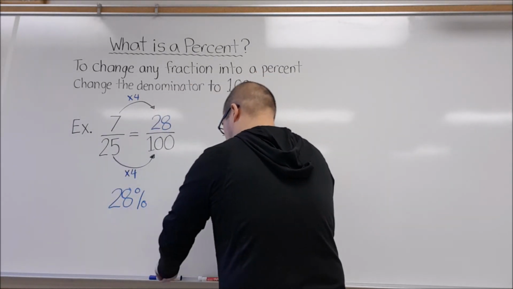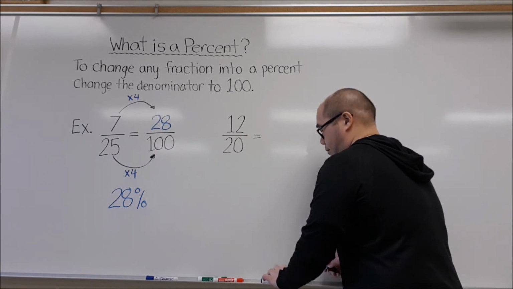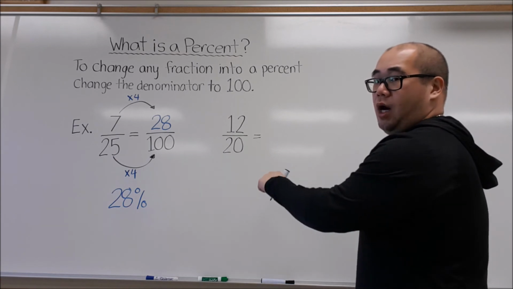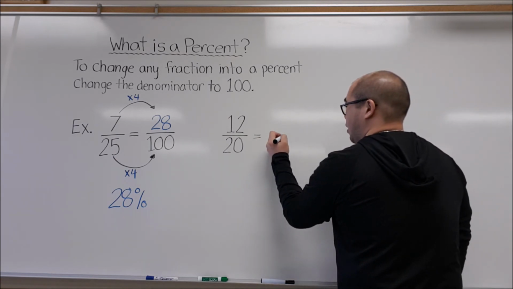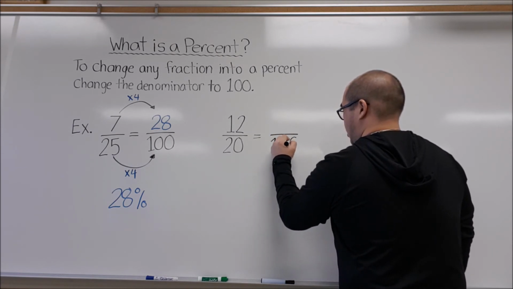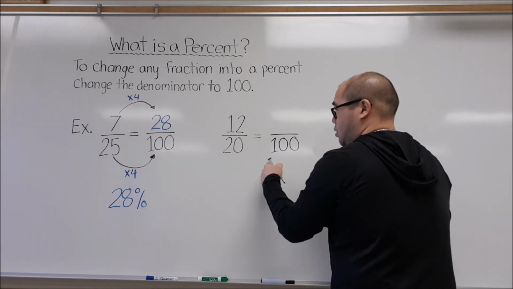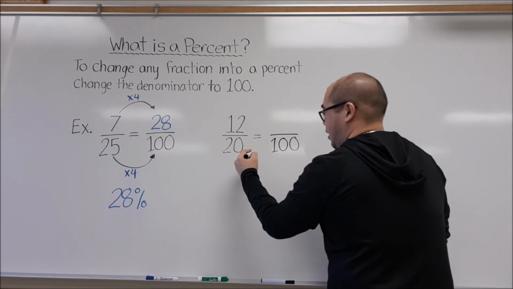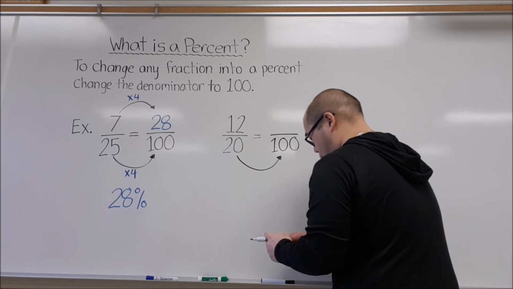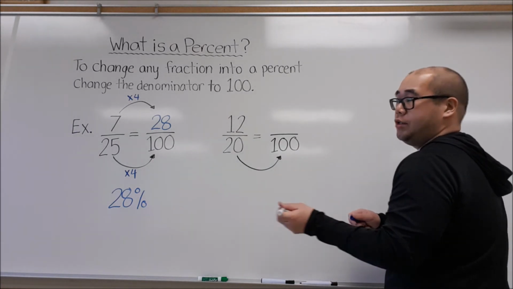Okay? Now we have another one on this side right here, 12 over 20. So again, we're looking at changing the denominator to 100. So we do that right away. We put 100 down here. And then we're going to take a look. 20 to 100, we need to multiply 20 by a number to get to 100 to make an equivalent fraction. In this case, 20 multiplied by 5 will give us 100.